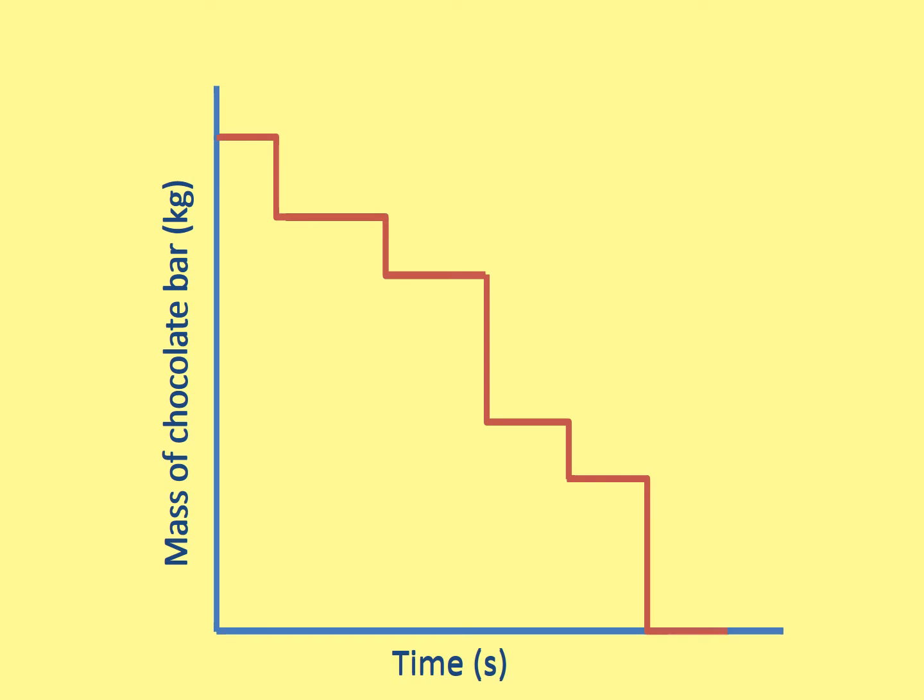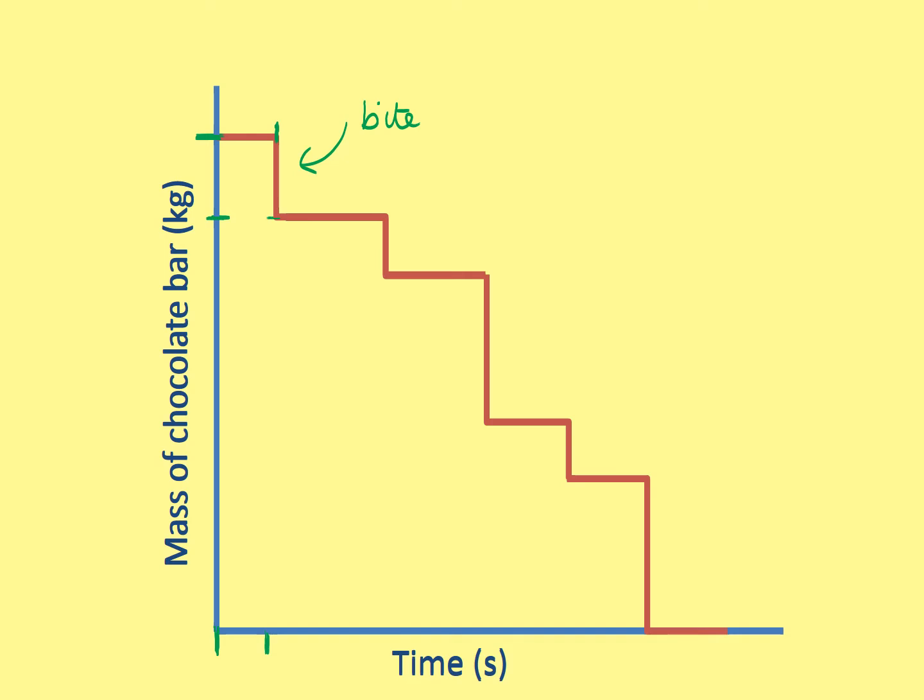So the first thing I'm going to look at is that down here at 0 time, the chocolate bar has some mass, and that's the mass that it starts off as. And it stays at that mass for this amount of time, so about that much time. Now, something happens that means that the mass decreases. I'm going to assume that someone has taken a bite out of that chocolate bar, and that means that the mass decreases.